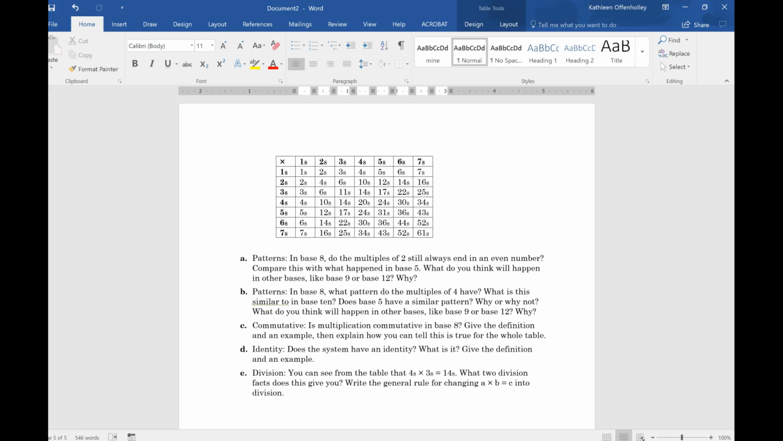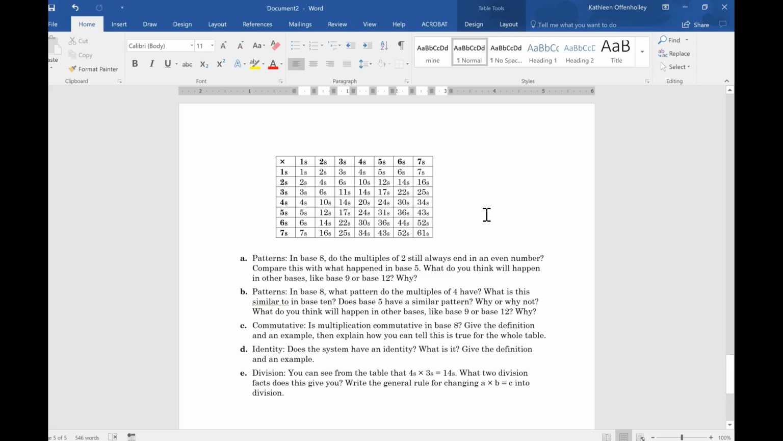Now that you've practiced some multiplying in base 8, let's look at the patterns. In base 8, do the multiples of 2 still always end in an even number? Let's look at the base 2 columns. Here they are. Do they always end in an even number? How about going across the row? Do they still end in an even number? Compare this with what happened in base 5. When do you think it's going to end up with an ending in an even, and when do you think it's not?